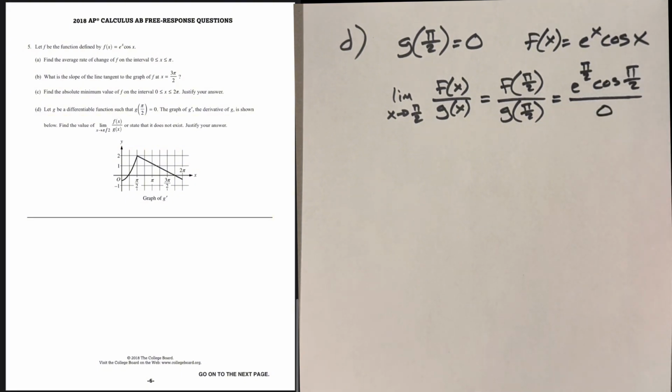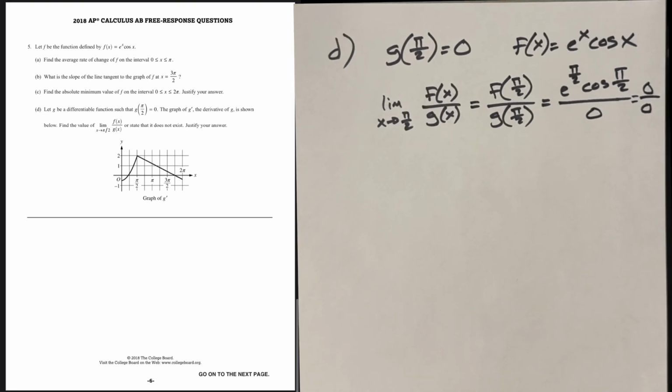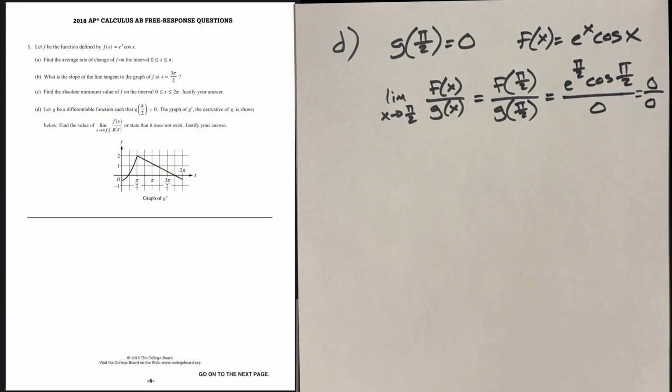Now, e to the pi over 2 is just a constant, but the cosine of pi over 2 is equal to 0. So when we direct substitute, our limit is 0 divided by 0, an indeterminate form. That doesn't mean the limit doesn't exist. It means we just don't have enough information yet. And one rule that we learned that is very helpful in these types of situations is L'Hopital.